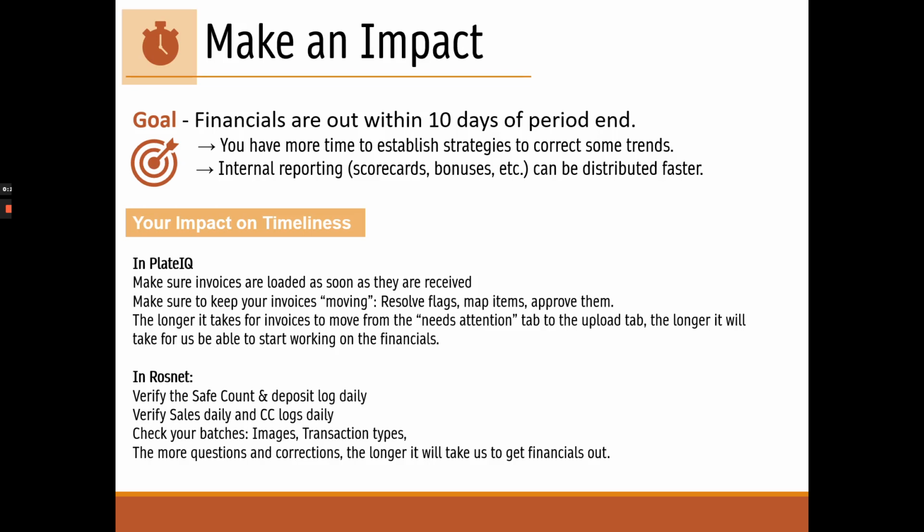The overall goal related to financial statements is to have timely and accurate financials to enable informed decision making. So let's first discuss your impact on the timeliness of the financials. The goal is to have financials go out within 10 days of period end, just so you have more time to establish some strategies to correct some trends, and also to be able to distribute internal reporting such as your scorecards or your bonus calculations faster.